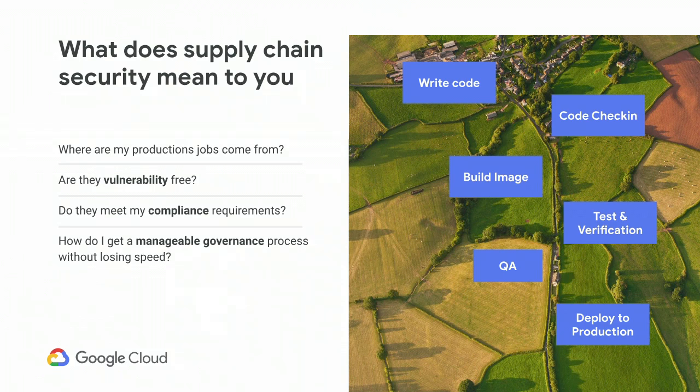Very similarly, code goes through a similar type of cycle. Developers write code, code gets checked in, gets baked into images, goes through test and verification, and goes through quality controls, and then is deployed to our production environment, having access to super sensitive security resources. And then we have security stakeholders and compliance officers asking questions. Where does this code come from? Is it vulnerability free? Does it meet my compliance requirements? And most importantly, with all the requirements that I have to meet, how do I meet all of them without losing speed of my development?